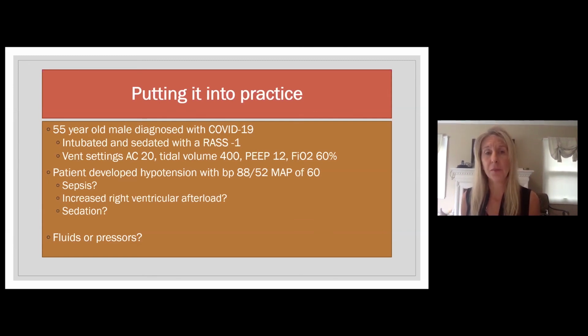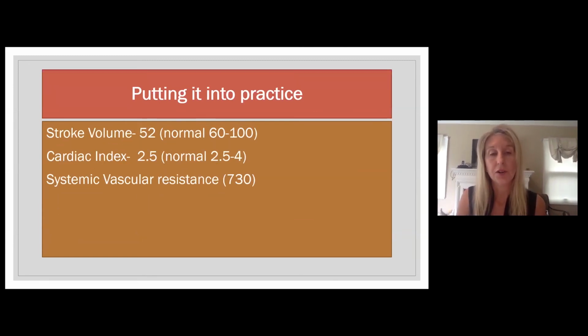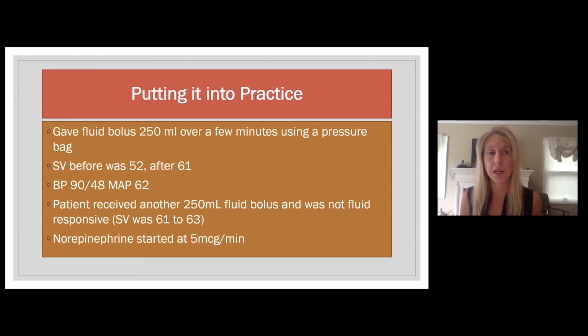And the big decision in front of me was, should I give this patient fluid or should I consider immediately going to a vasopressor? This particular patient had an arterial line, and I was able to hook up the FlowTrack device, and I found out that my stroke volume was 52, which was a little bit low. My cardiac index was good. I was happy with 2.5, and my systemic vascular resistance was low normal, a little bit low, 730. So after a discussion with the team, we decided we wanted to give a 250 fluid bolus just to see if they were fluid responsive. We wanted to know where they were on the Frank-Starling curve.